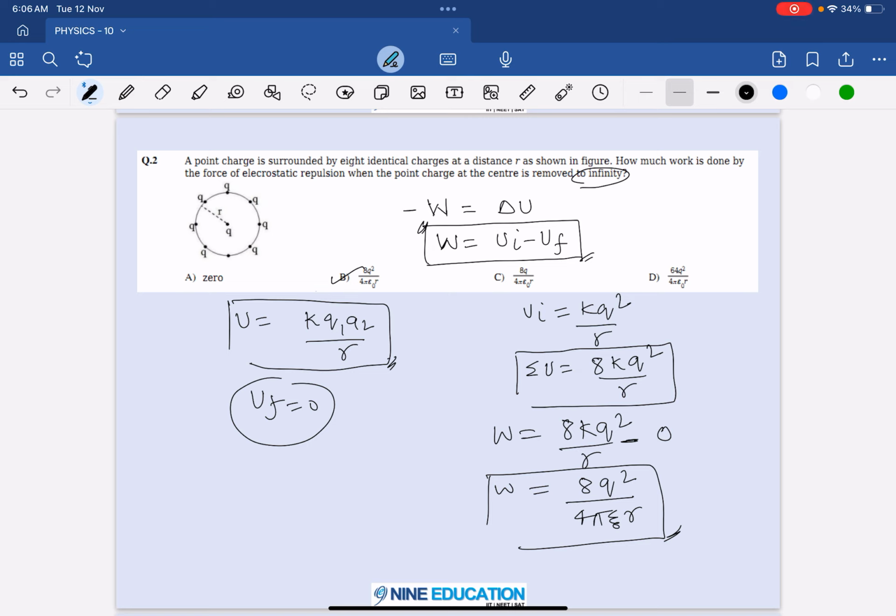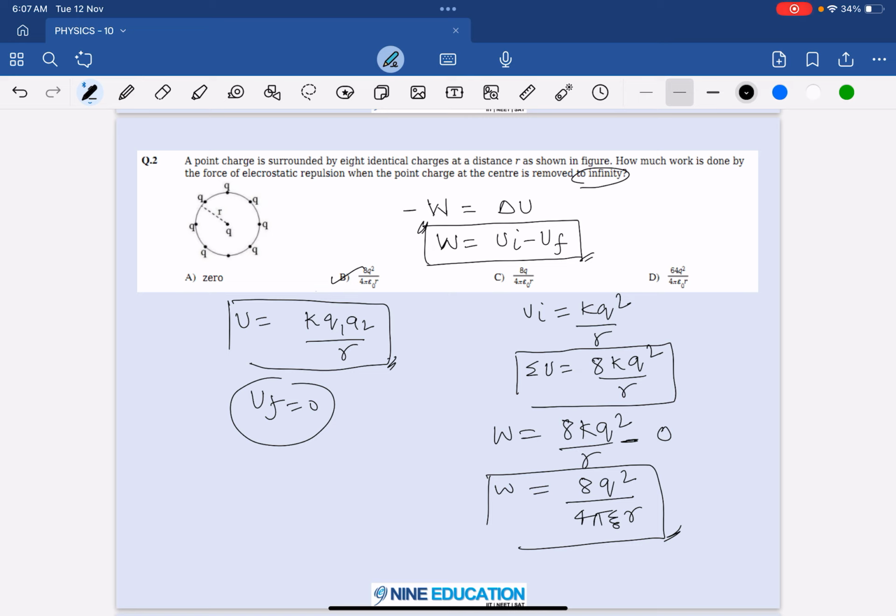Okay. Now one might think, sir, what about the other charges? They must also have some potential energy among them. हाँ बच्चे, they must also have some potential energy among them, but even when the charge at the center is gone, they still exist.